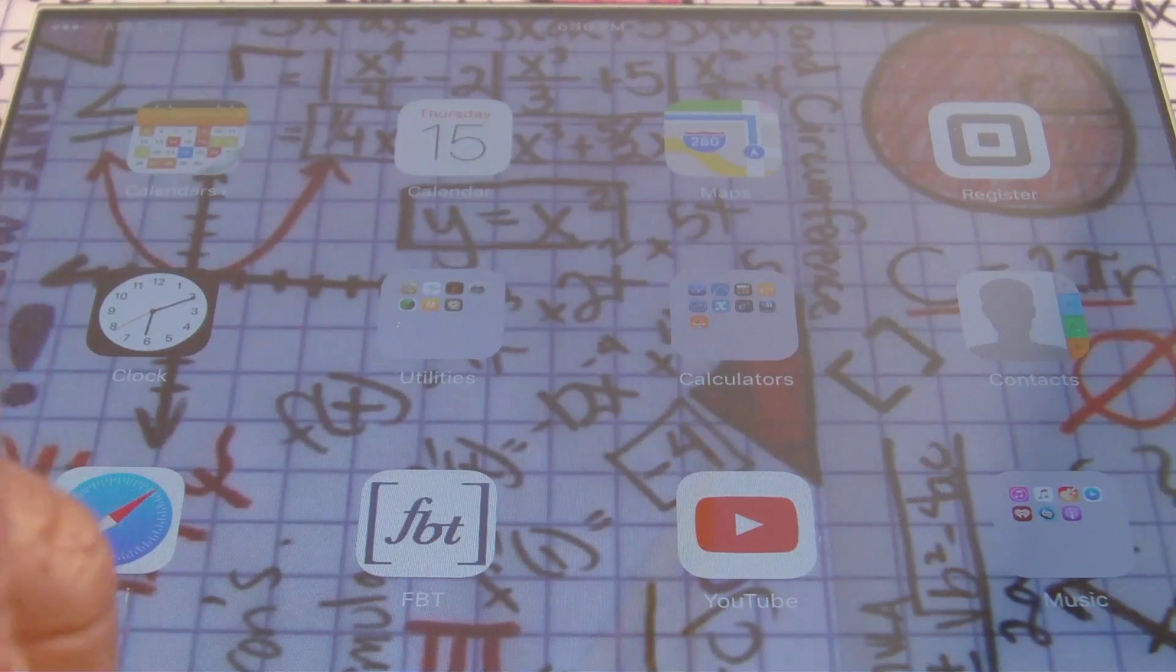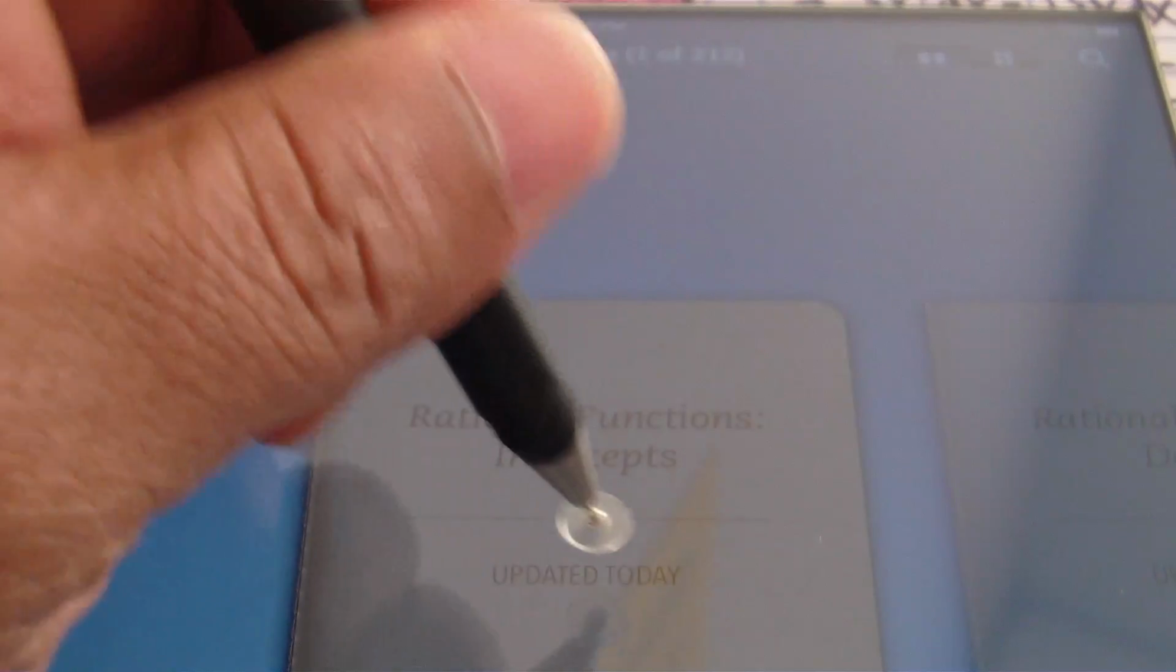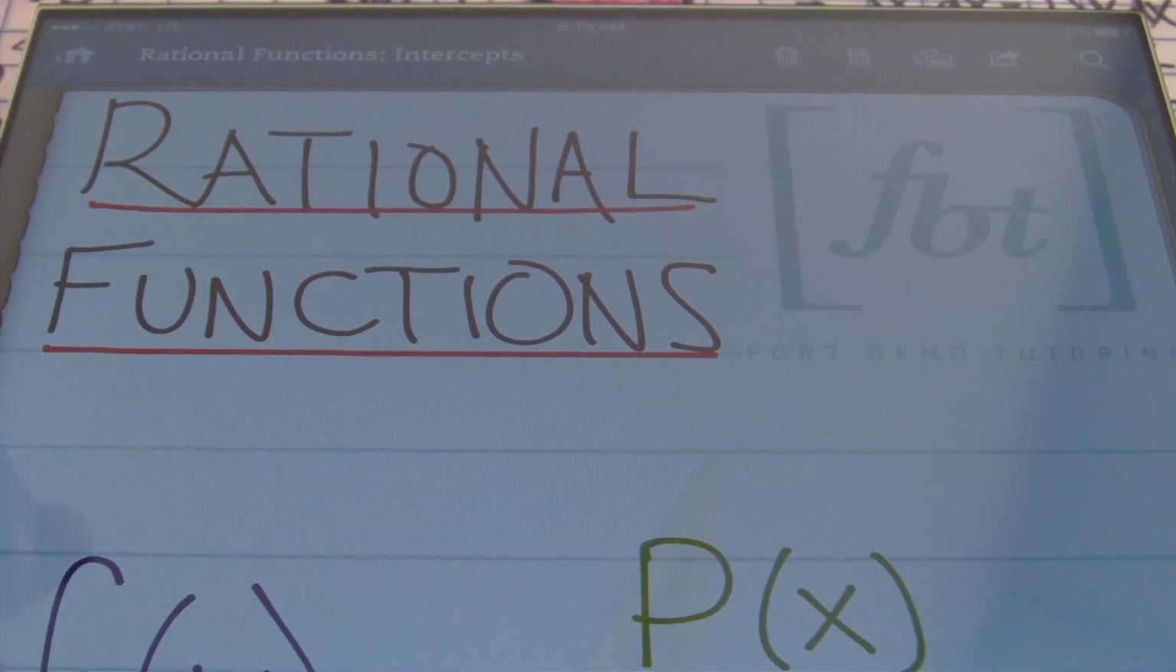Hello ladies and gentlemen, this is Mr. Witt with Fort Bend Tutoring, and today's tutorial is going to be about finding the X and the Y intercepts of a rational function. That's what we're here for.